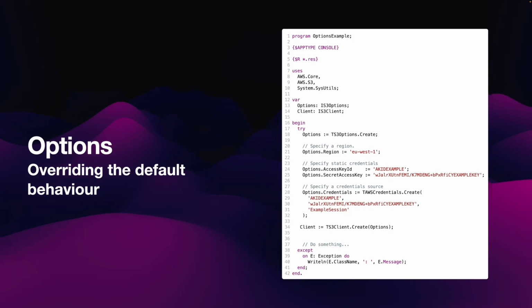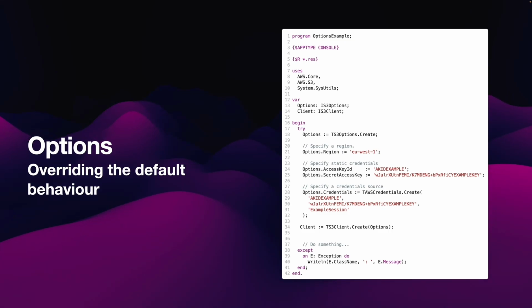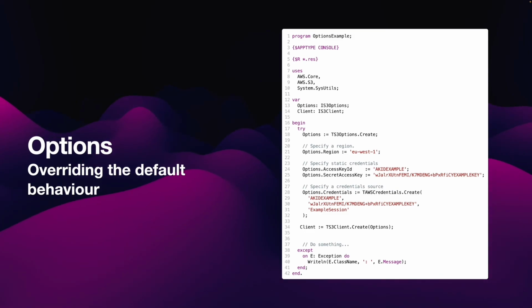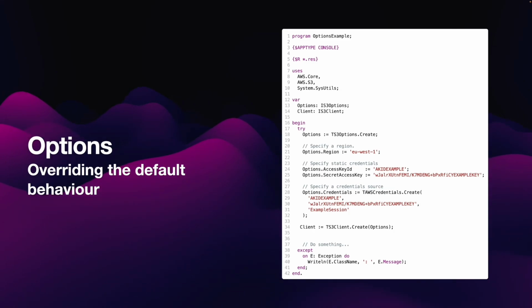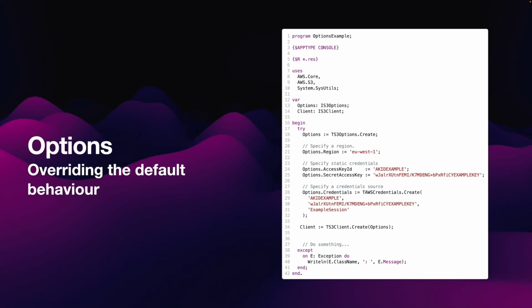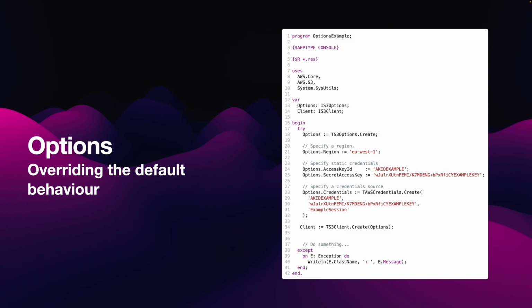On lines 24 and 25, we're specifying static credentials. These would be used over anything that was loaded from the environment that we're executing in. Then on lines 28 to 32, we're doing the same thing as lines 24 and 25, but this is an example of setting credentials through the credentials interface. What that allows you to do is provide credentials from another source. In this case, we are just using AWSCredentials, and AWSCredentials is a static credential with static values that you provide.